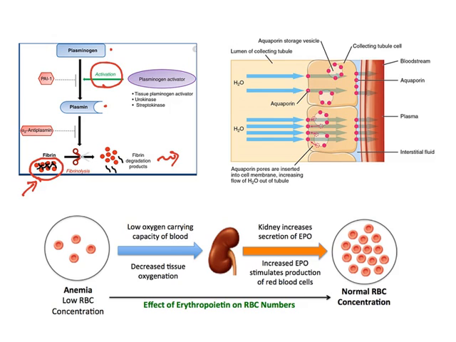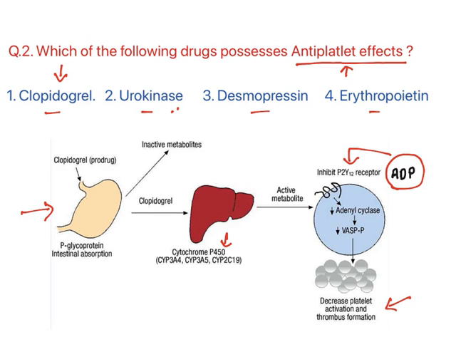Now plasminogen is activated by plasminogen activators, urokinase and streptokinase. So what is urokinase? Urokinase activates plasmin and causes fibrinolysis. So urokinase is a fibrinolytic agent. Clear? Next, Desmopressin. Desmopressin is an analog of vasopressin.